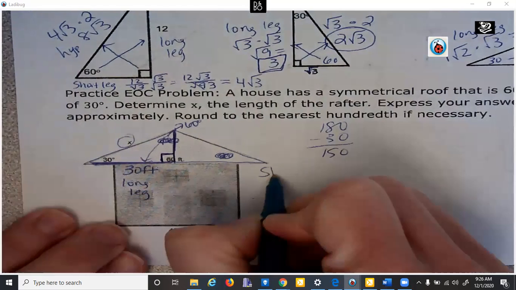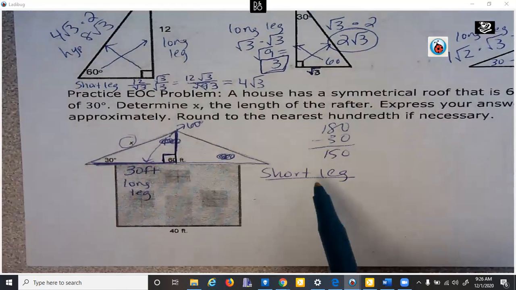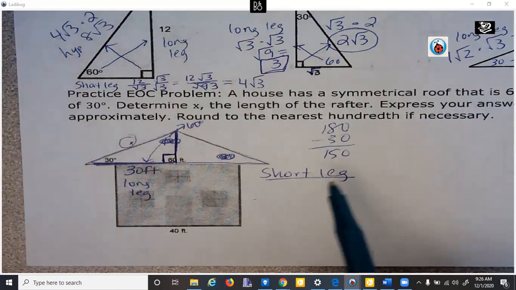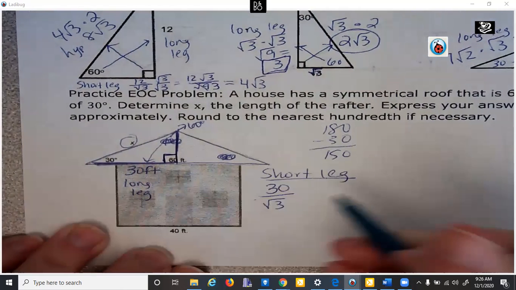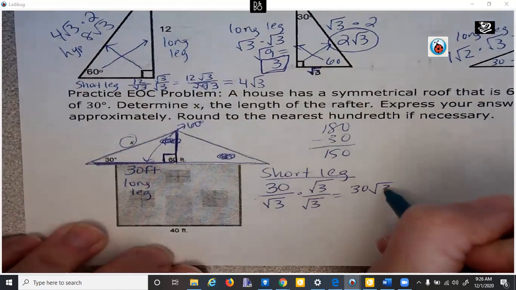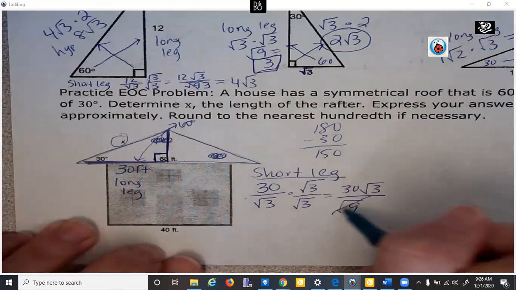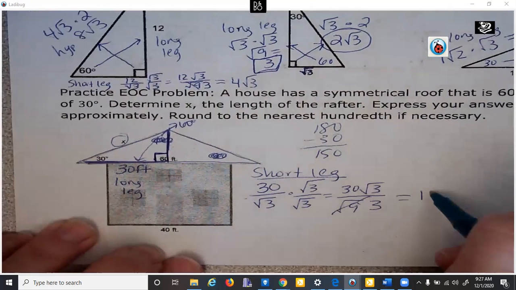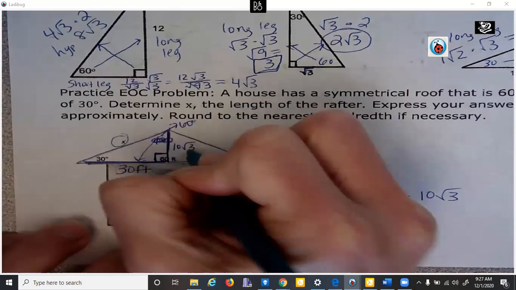What do you do with the number 30? Multiply it by the square root of 3. Close. Remember, we're trying to get shorter. So are we going to multiply by root 3? Divide by root 3. Okay, you can't have a square root in the bottom, so you multiply top and bottom by square root 3. So you get 30 root 3 over the square root of 9, which is 3, and divide those. So you get 10 root 3. So that's the short side.